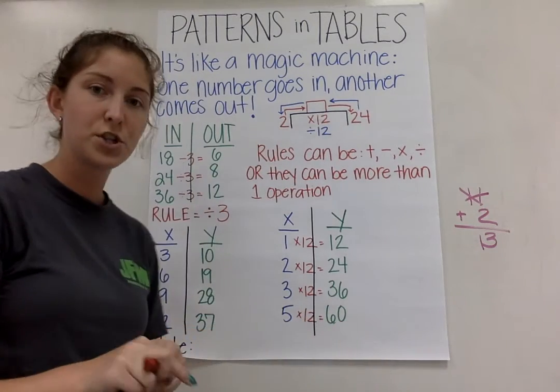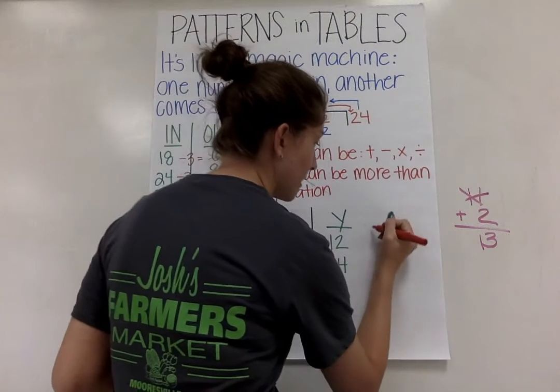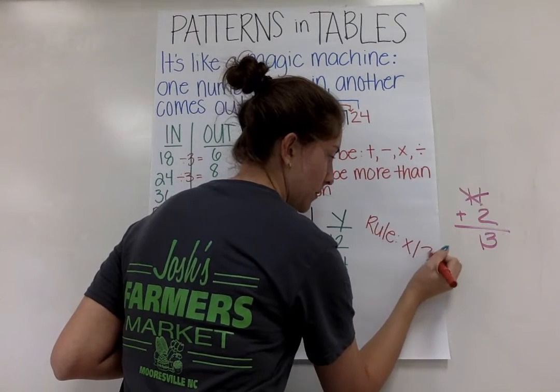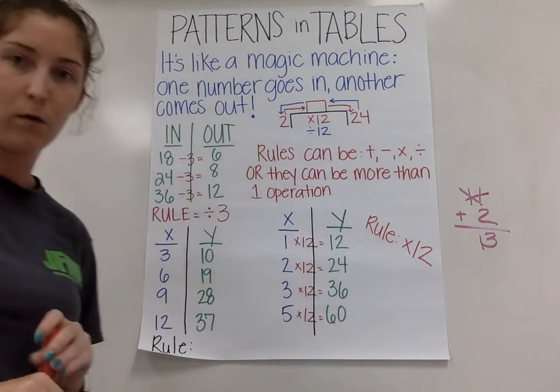So most of the time it'll want you to write your rules separately. So over here, I'm going to write rules and it's going to be times 12.